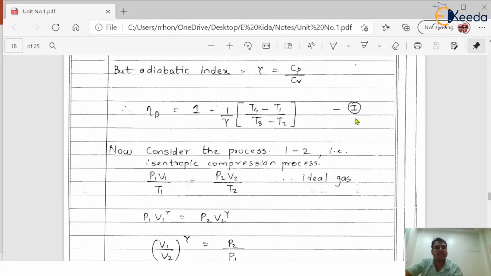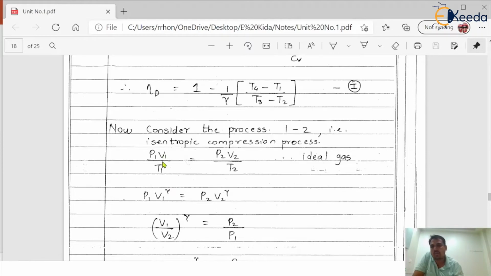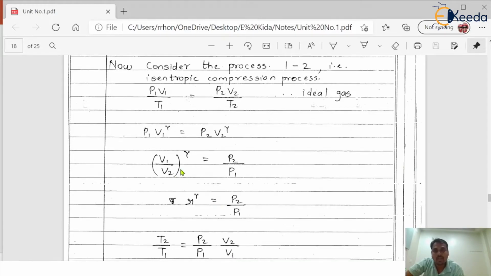There is a somewhat lengthy derivation here as compared with the Otto cycle. After getting equation number 1, we move towards process 1 to 2, which is the isentropic compression process. For this process we again have the ideal gas equation, P1 V1 by T1 is equal to P2 V2 by T2, as we already discussed in the Otto cycle. Similarly, for the adiabatic process we can write P1 V1 raised to gamma is equal to P2 V2 raised to gamma. Grouping the volume terms, V1 by V2 raised to gamma is equal to P2 by P1.